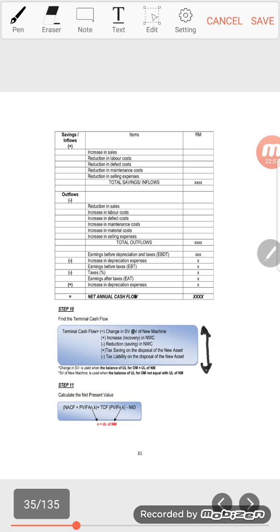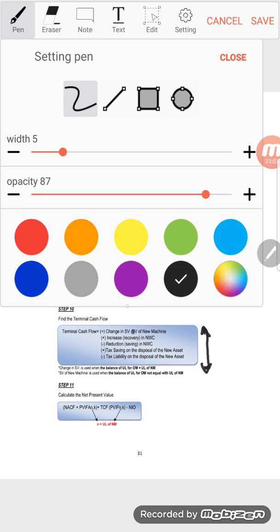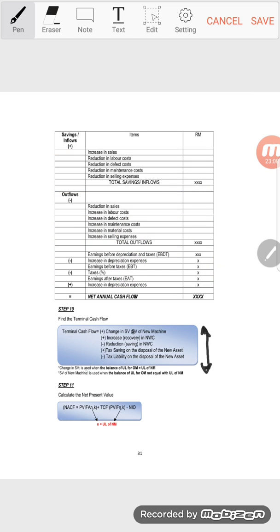Kita nak guna changes in salvage value kan? Ni ada notes kat sini. Saya ada buat notes ni, notes kecil sekali kat bawah tu. Alright, you tengok notes yang paling kecil tu kat sini. Ini notes ni. Okay, kat sini ada mention.